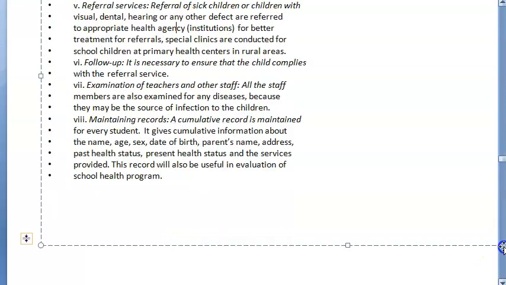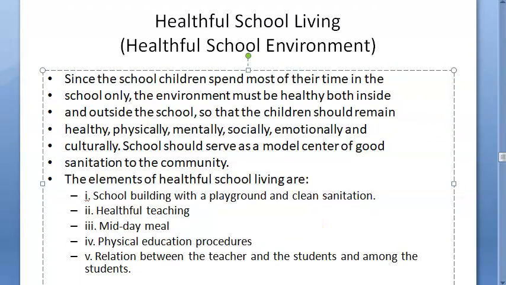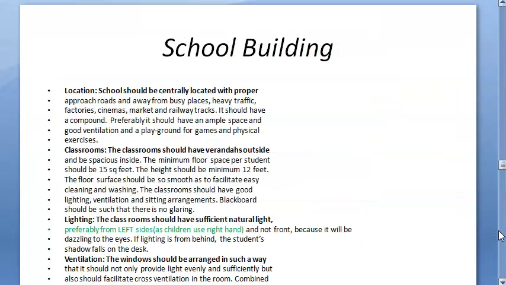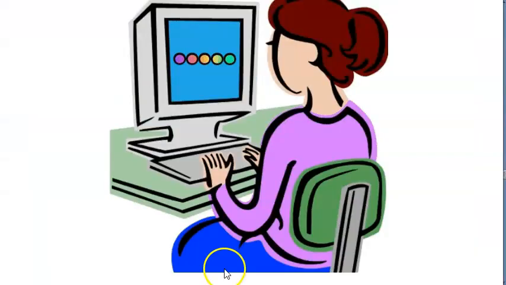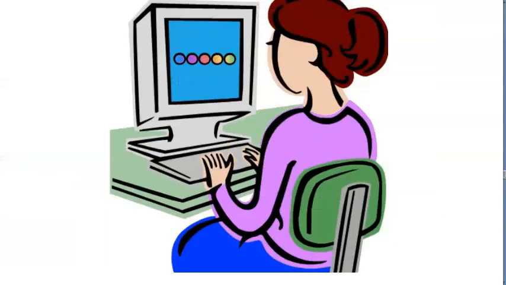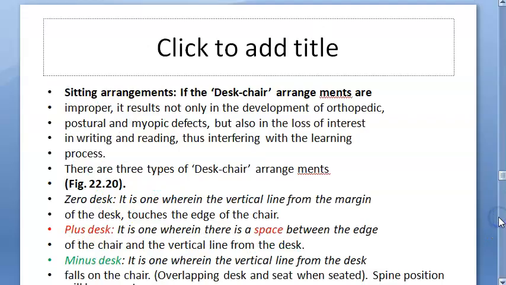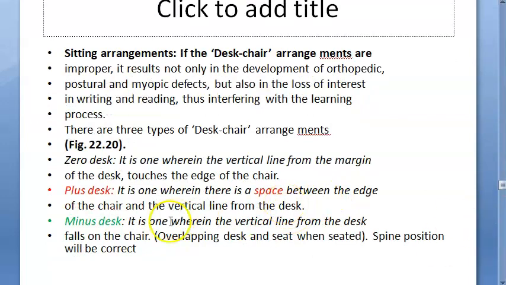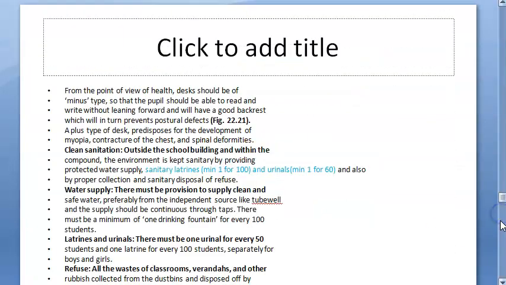Then healthful school environment. We told you about that minus desk, right? You should write that. School building, location, classrooms. Left side light should come. Focus, guys, focus. The window and door should be greater than 25% of the floor space. Very important that you should not forget. Then sitting arrangement, we told you minus type desk is important, right?